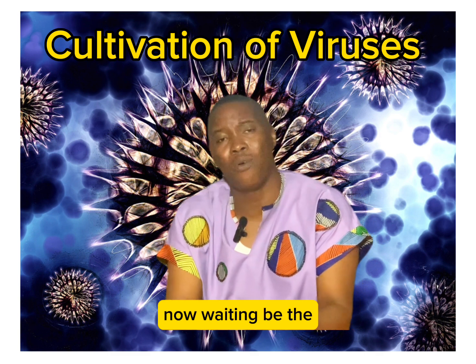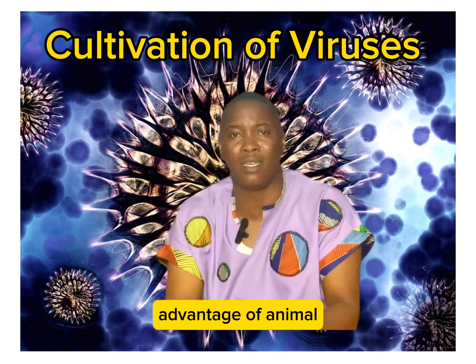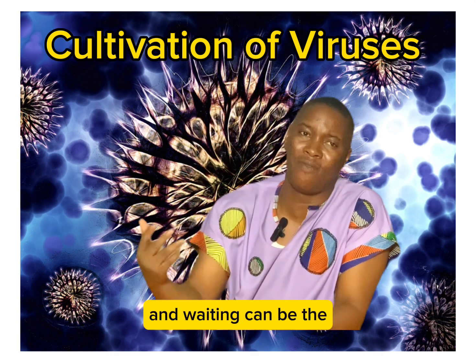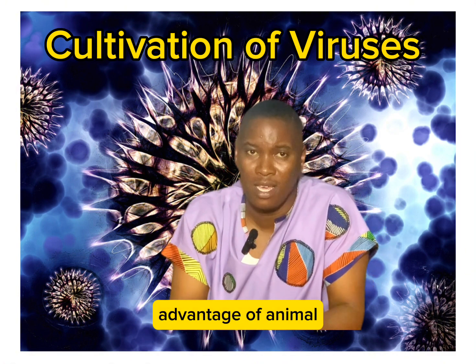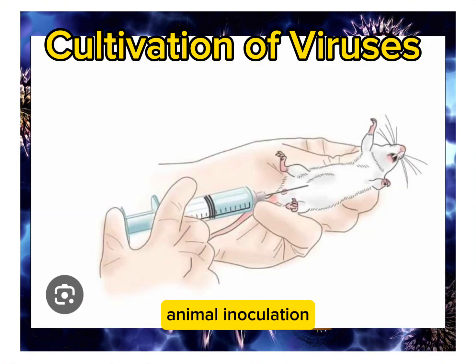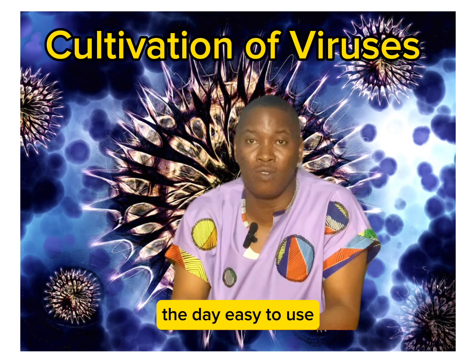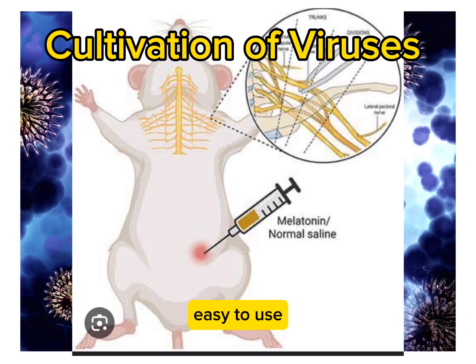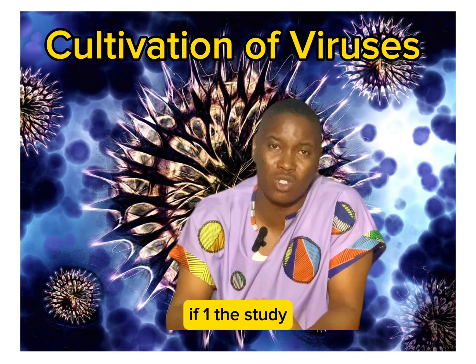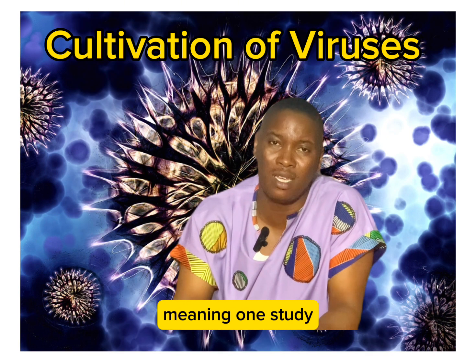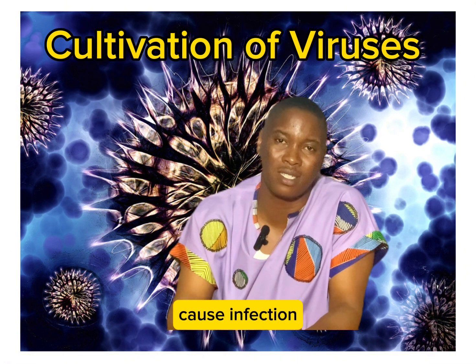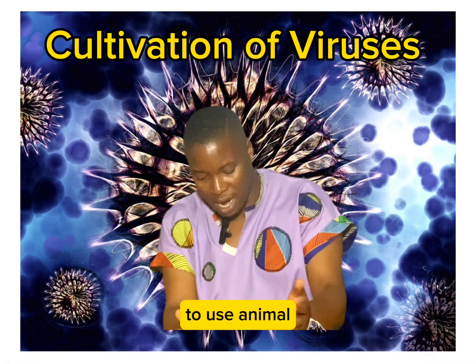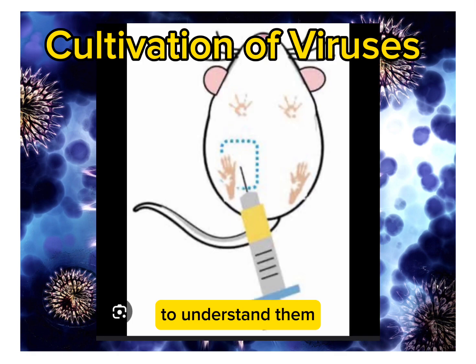So these routes dey important, and na the routes wey we dey use to inoculate different animals with our viruses. Now, wetin be the advantage of animal inoculation, and wetin come be the disadvantage of animal inoculation? The advantage of animal inoculation na say e dey easy to do, e dey easy to use if you wan diagnose any viral infection. E also dey easy to use as a method if you wan dey study pathogenesis, meaning we wan study the way wey viruses dey use cause infection. E dey easy to use animal inoculation to understand am.